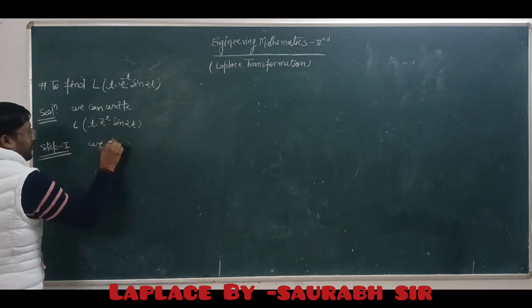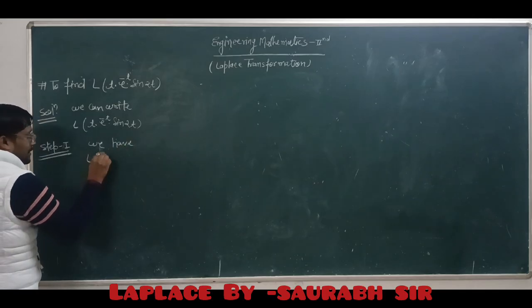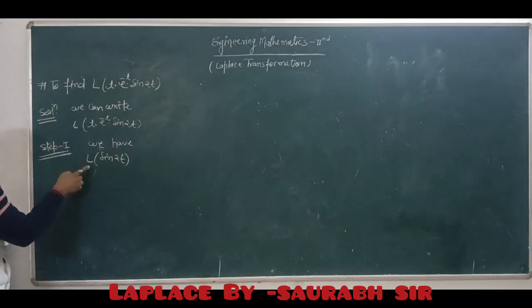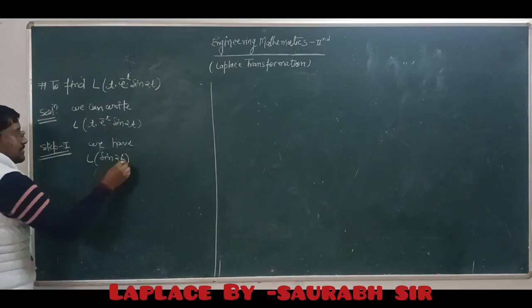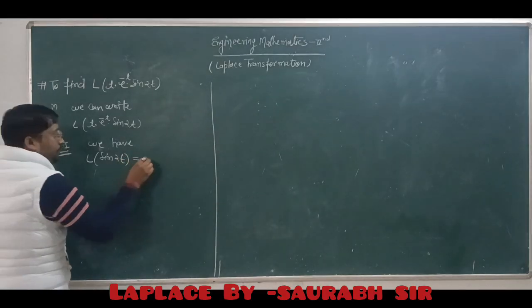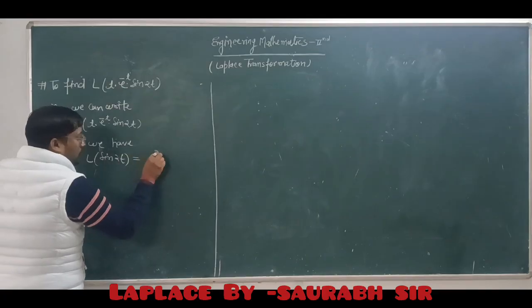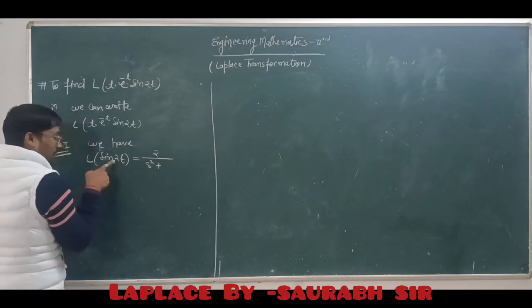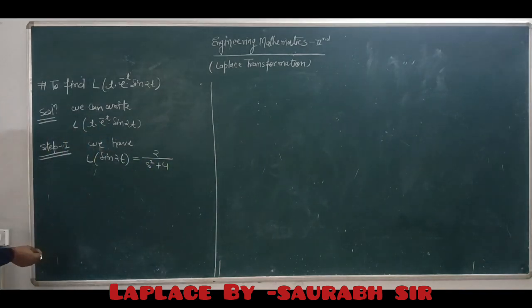We have L of sin 2t. Now this is the basic formula of Laplace. You note down this. This is equal to a, means 2, to the power 2 total upon s square plus a square, a square means 2 square, 4. Now you put the value of e to the power t.